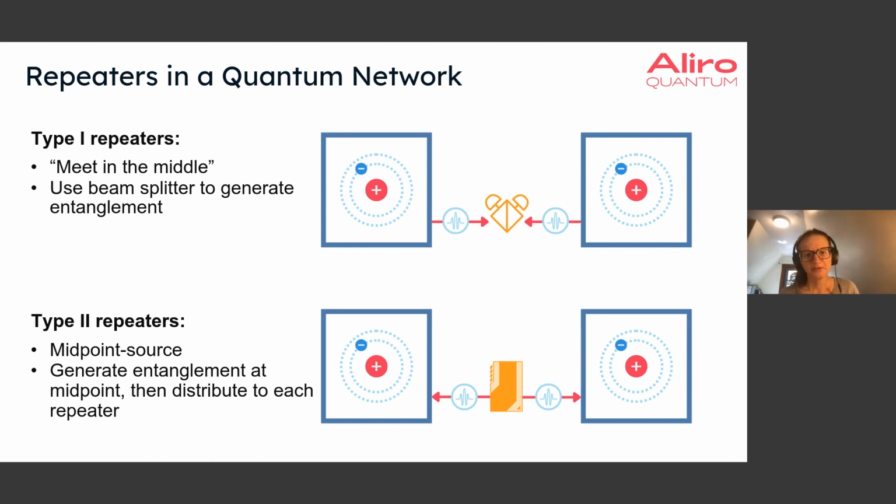There are type 1 repeaters, or meet-in-the-middle repeaters. These types of repeaters will use a beam splitter to generate entanglement. So you would have 2 quantum nodes containing stationary qubits. The qubits will emit photons, and the photons will combine at a beam splitter with two photodetectors. Based on the results of the photodetectors, these photons will be measured, and then it's possible to generate entanglement between the stationary qubits.